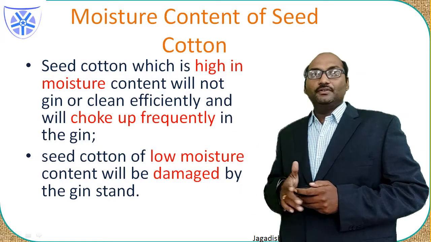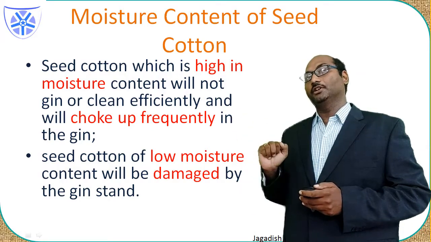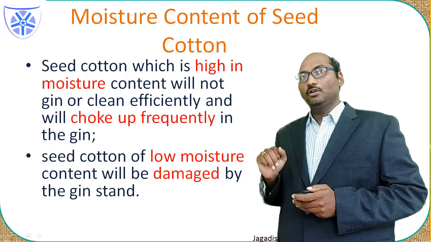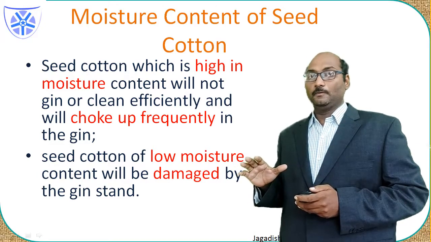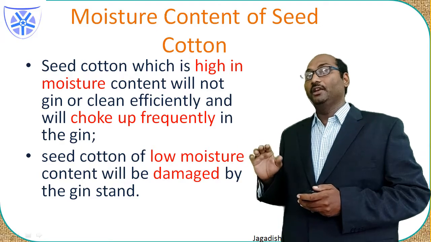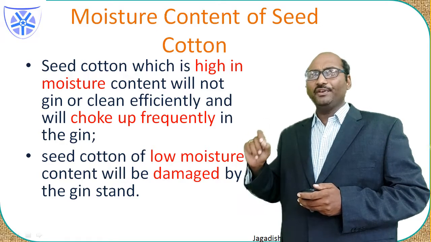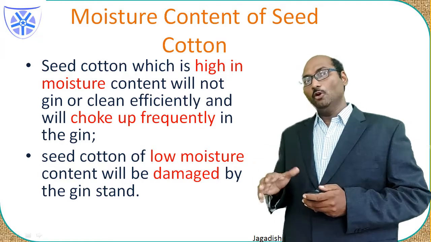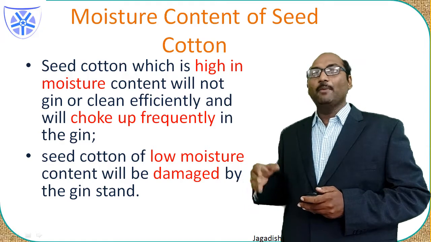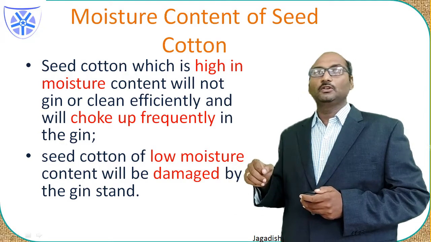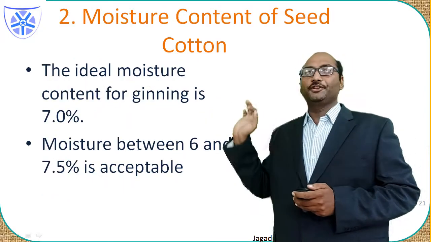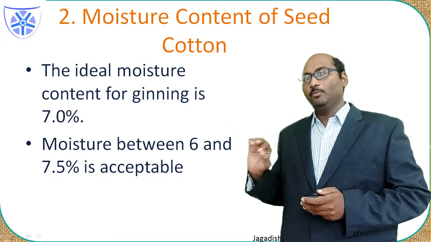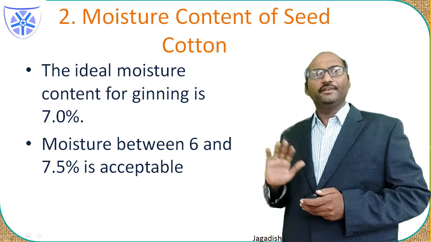Then the second point is the moisture content of the seed cotton. Seed cotton which is high in moisture content will not gin or clean efficiently, and it will choke up very frequently in the ginning machine. And seed cotton with very low moisture will be damaged by the ginning machine. Generally, the ideal moisture content in ginning is 7%, and moisture between 6 and 7.5 is acceptable.